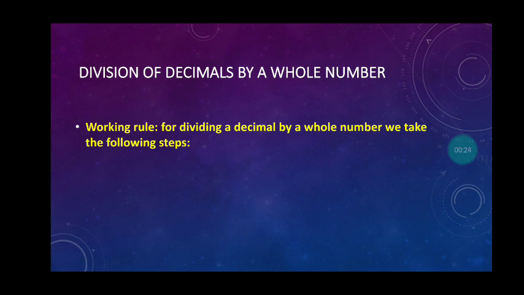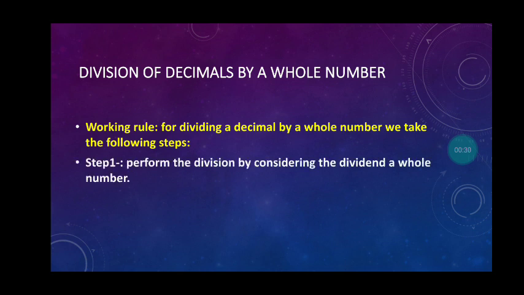So for dividing a decimal by a whole number, we take the following steps. The first one is to perform the division by considering the dividend as a whole number. So firstly we have to consider the dividend as a whole number.